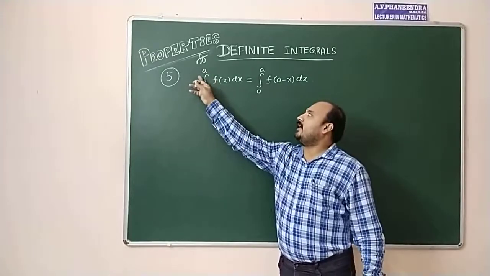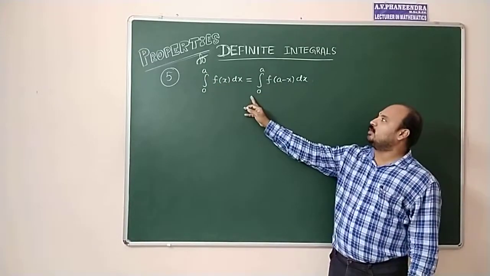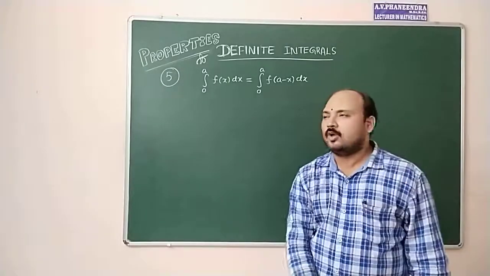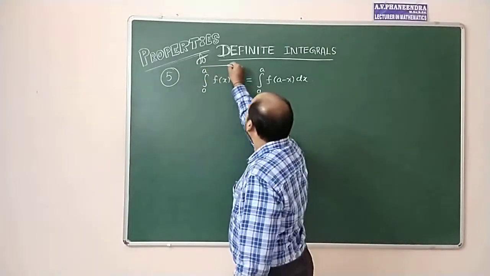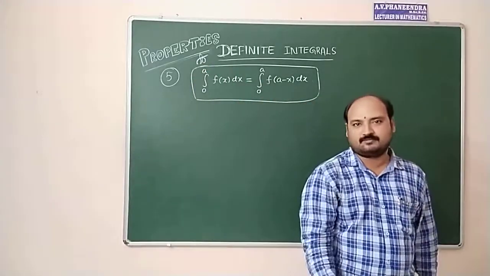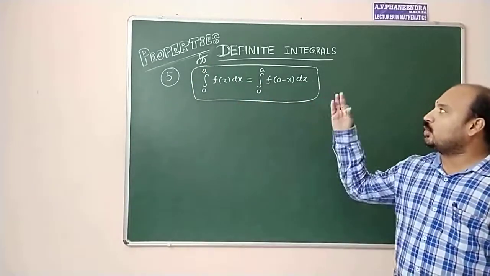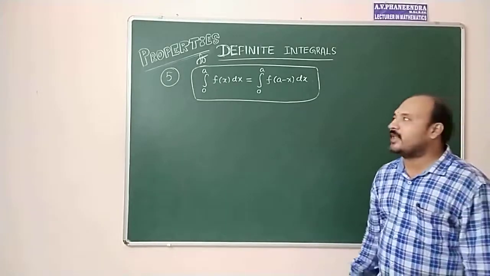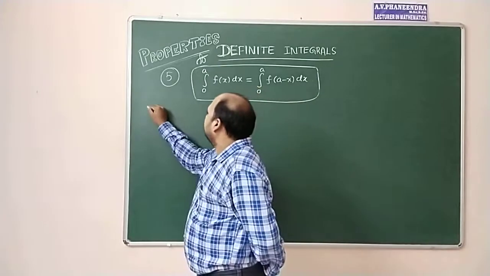Integral 0 to a f of x dx is equal to integral 0 to a f of (a minus x) dx. A very important result we are going to use in a number of problems in the coming sessions. How will it be? Integral 0 to a f of x dx equals integral 0 to a f of (a minus x) dx. I will give the proof here.